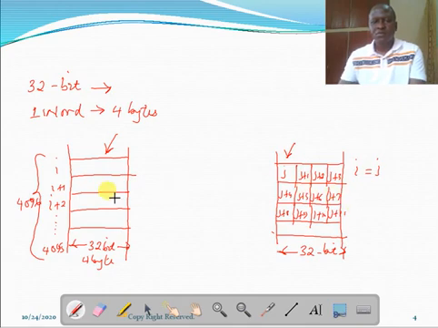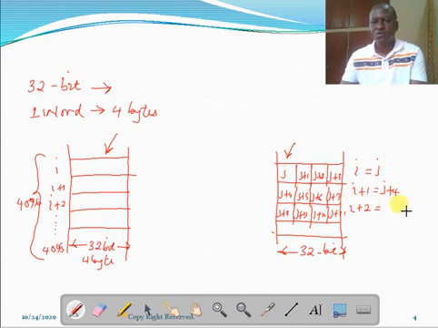Similarly, the word address of the second memory location on the left-hand side is I plus 1, while its equivalent on the right-hand side is J plus 4. The next on the left-hand side is I plus 2, while on the right-hand side is J plus 8.